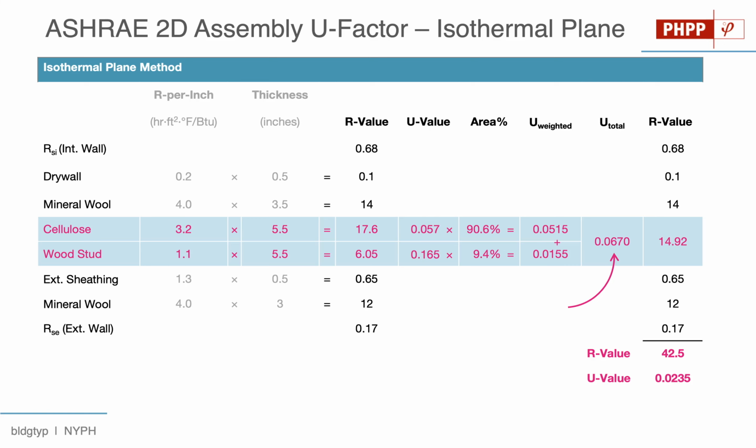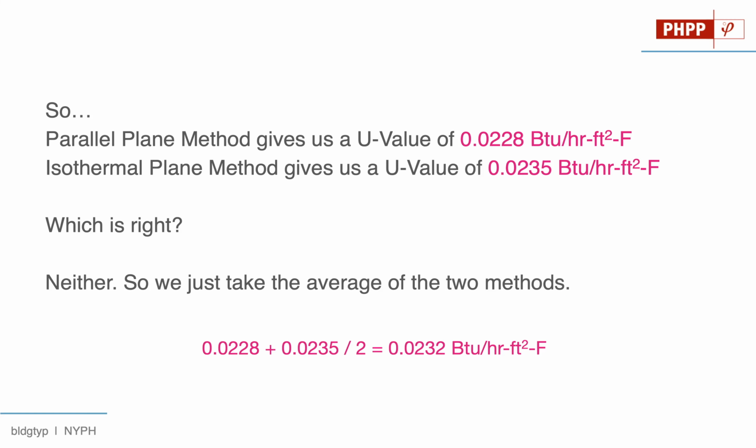So in this case, we add up all of our items at the end there, and we get an R value of 42.5 or a U value of 0.0235. So two different methods of calculating heat flow for those heterogeneous assemblies. Well, that's interesting. So the parallel path method gives us a U value of 0.0228, and the isothermal plane method gives us a U value of 0.0235. Well, those are not the same number. So which one of those is the right number?